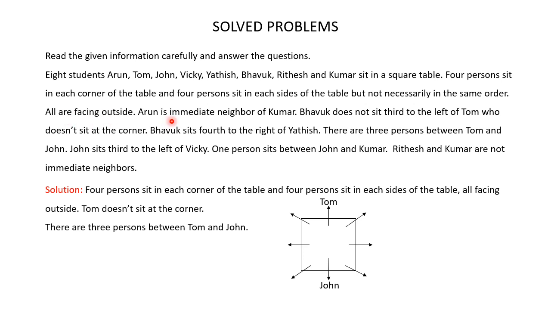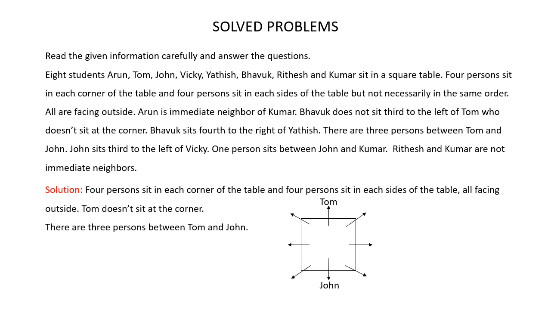Arun is the immediate neighbor of Kumar. Bhavuk does not sit third to the left of Tom, who doesn't sit at the corner. Bhavuk sits fourth to the right of Yatish. There are 3 persons between Tom and John. John sits third to the left of Vicky. 1 person sits between John and Kumar. Ritesh and Kumar are not immediate neighbors.